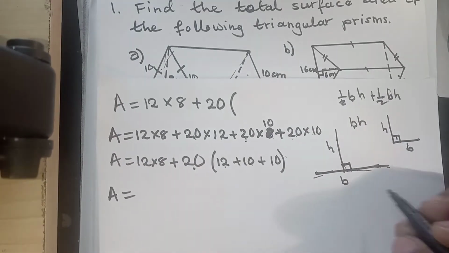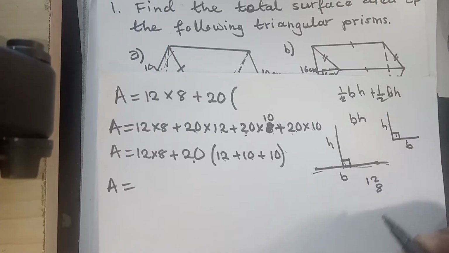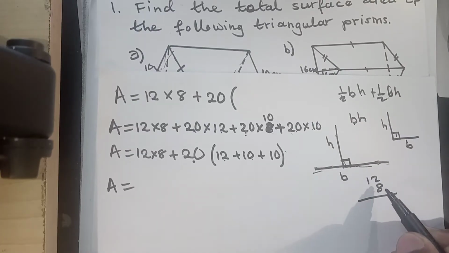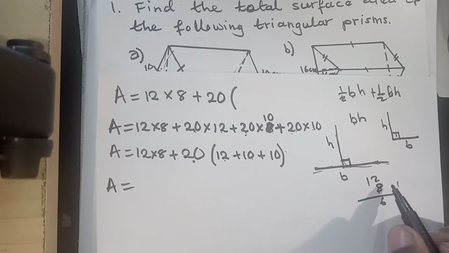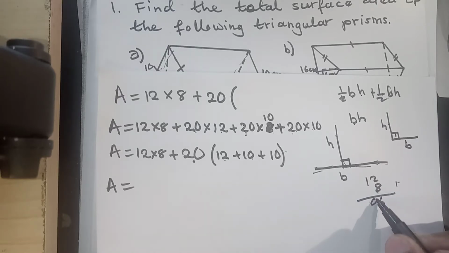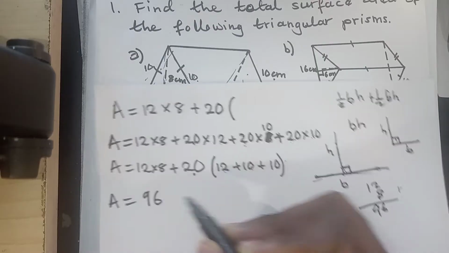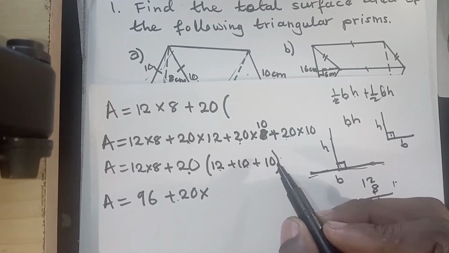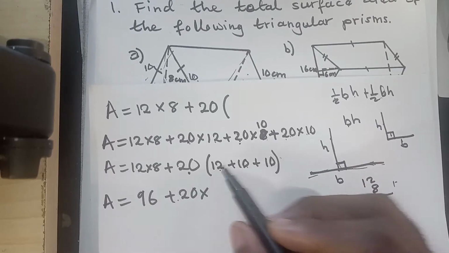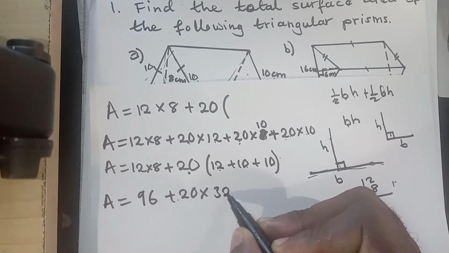This is true in general, by the way. So we have 12 multiplied by 8. Let's multiply this together. This times this is 16, carry 1. This times this is 9 plus that, 8 plus that, we have a 9. So this is 96 plus 20 multiplied by 10 plus 10 is 20 times this is 32.